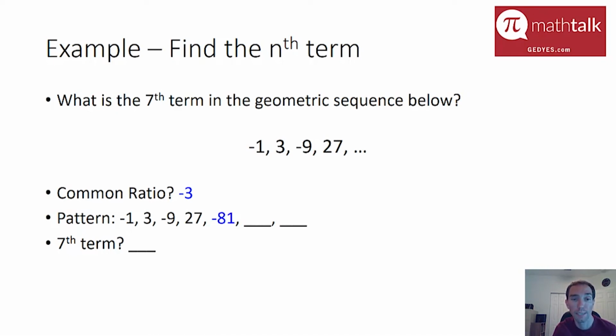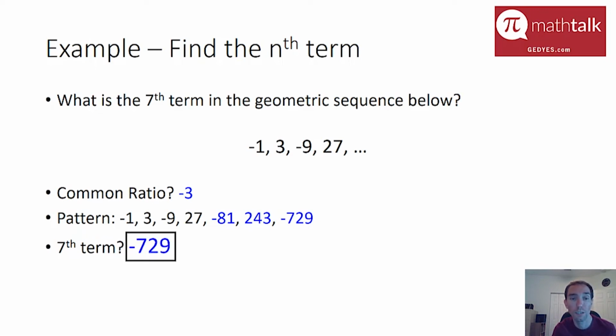27 times negative 3 is negative 81. Negative 81 times negative 3 is positive 243. Times negative 3 is negative 729. So the 7th term in this sequence is negative 729.